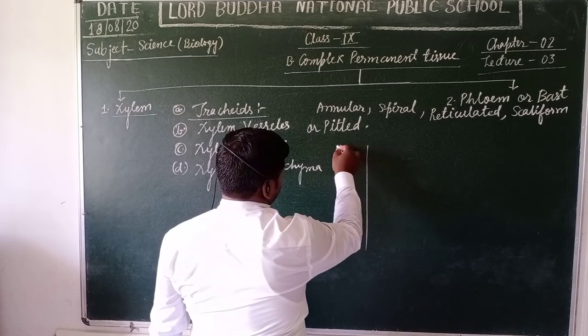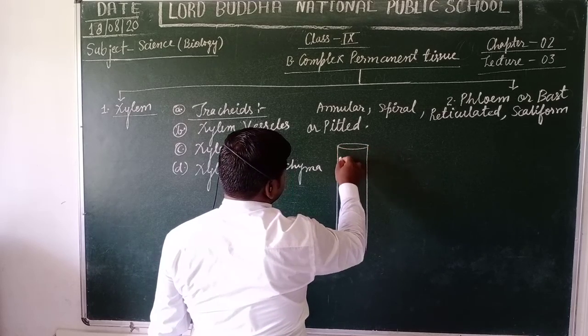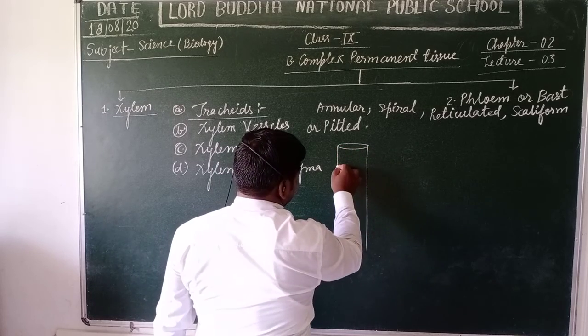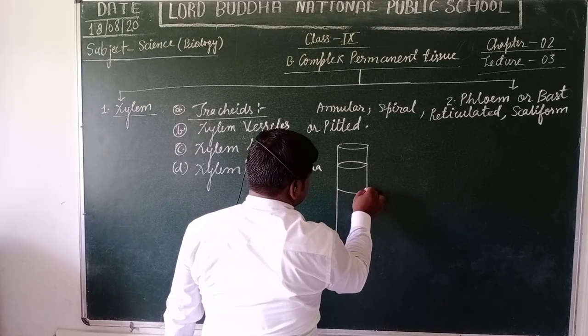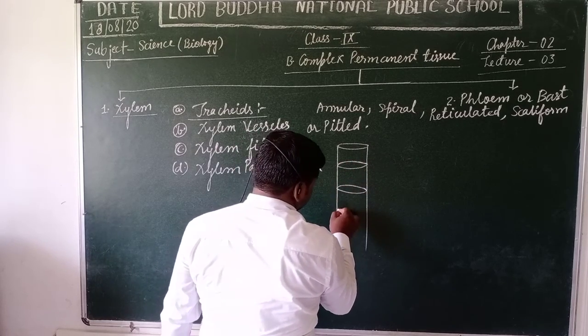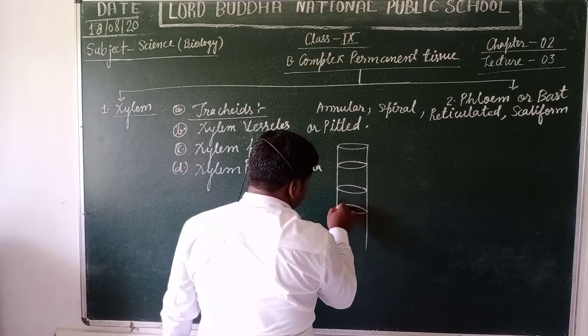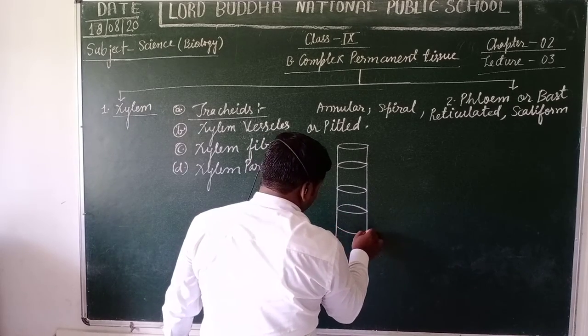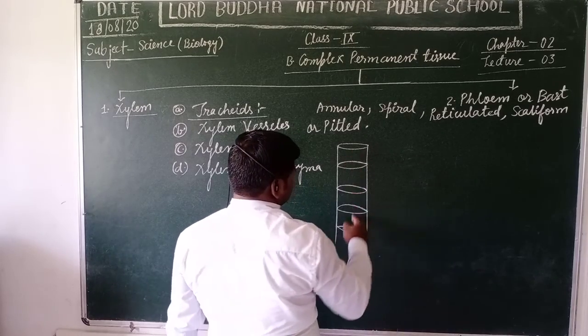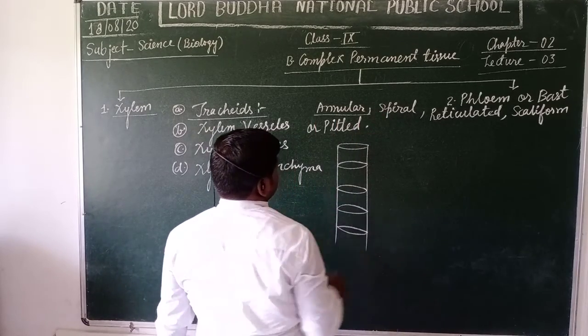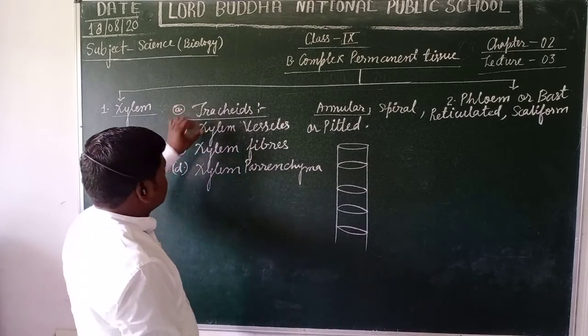These are hollow vessels and have annular structures at different intervals, as you can see in the diagram. This is called the annular type of tracheids.